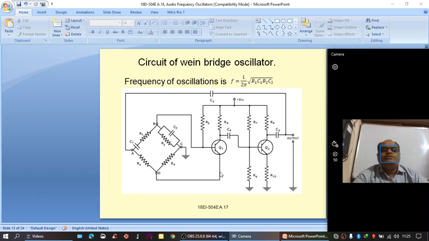So the first portion is the positive half cycle of the signal. During the negative half cycle of the signal, all capacitors start charging in the opposite direction. That means in the negative direction, and that process once again continues till the capacitors charge in the opposite direction fully.